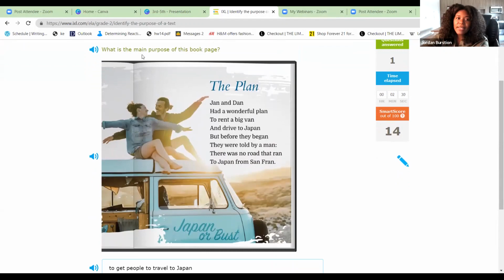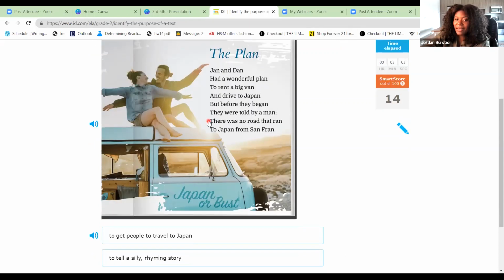So here is, what is the main purpose of this book page? Okay, and I'll read it for us. I'll get my little highlighter. The plan. Jan and Dan had a wonderful plan to rent a big van and drive to Japan. But before they began, they were told by a man there was no road that ran to Japan from San Fran. So San Fran is short for San Francisco in California, which is in the United States.